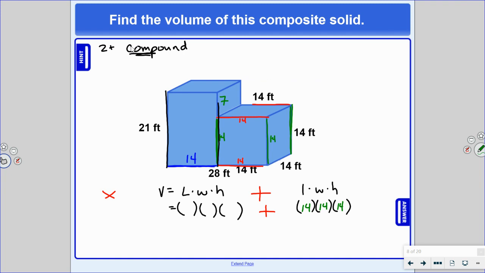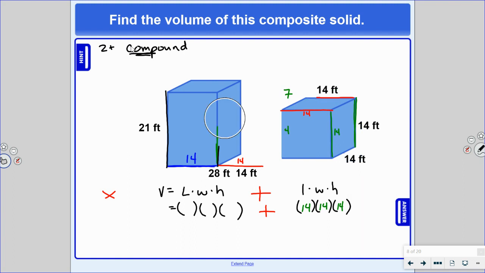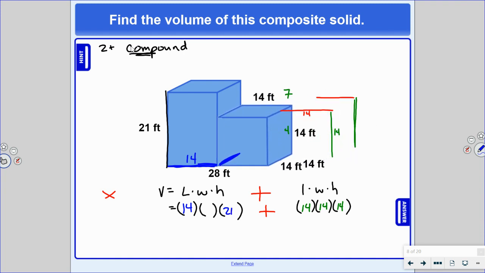Here's the last part. How do I pull this off without making it super ugly? So we already know that 21. That last part really wasn't necessary. Let's look at what we have. We have a base of 14. We have a height of 21. We need this piece. All right, Mr. Callan, come on back. If this is 14, then the last part's got to be 14 as well.